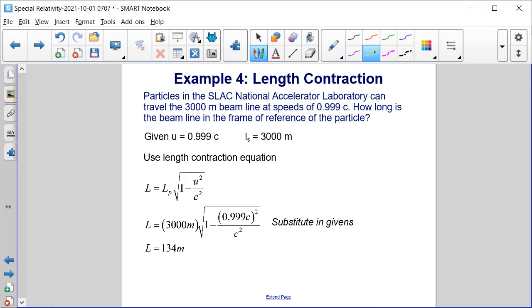All right, so this slide just goes over the solution. Just make sure that you have your givens properly: the proper length and the u, the speed relative to the speed of light. And then make sure that you also calculated your length to be 134 meters.